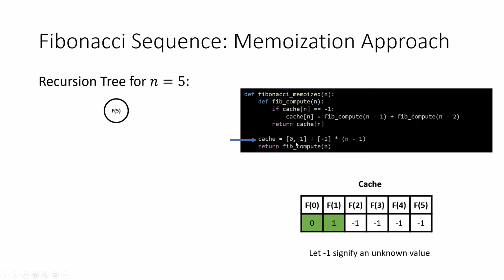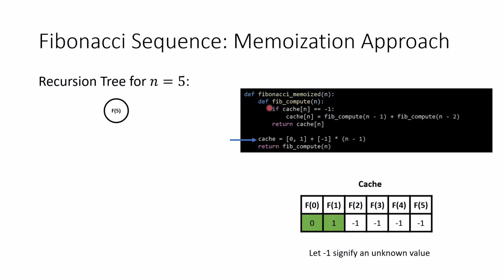Okay? So I start off over here where my arrow is. Cache equals, so I'm going to have 0, 1, because those are my base cases. And then I'm just going to initialize -1 for all of the rest of the elements. So this is just a quick Pythonic way to initialize a list, like such. Okay, so I'm going to do that, and then I'm just going to return fib compute of n. So basically just going to go to this function, fib compute, put whatever my n value is, and I'm just going to continue to build up my cache.